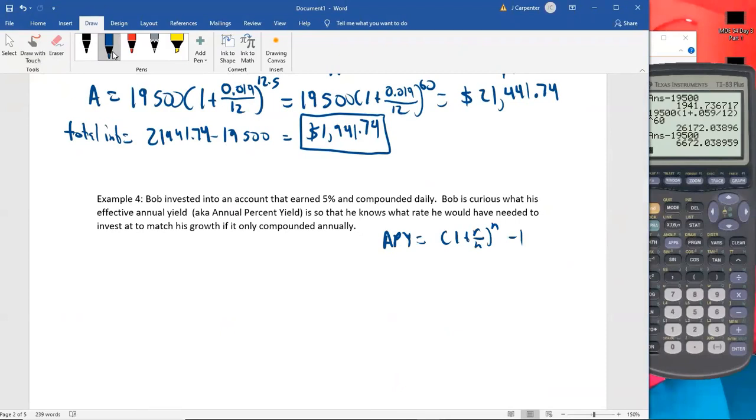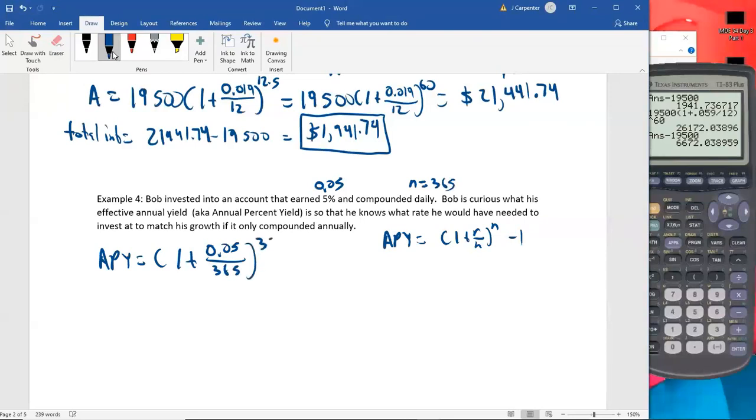So again, Bob's goal here is to say, I know I put my money into a 5% account that compounded daily, but what if someone else is offering accounts that only compound once per year instead of 365 times in a year? He wants to know what rate he would need in that account to match his growth. Because if he gets a 5% compounding annually, he won't match his growth. He won't get as much money. It's going to need to be a little more. So what's the effective rate? All right. Well, that's parentheses 1 plus 0.05 divided by, if we compound daily, that's an n of 365.